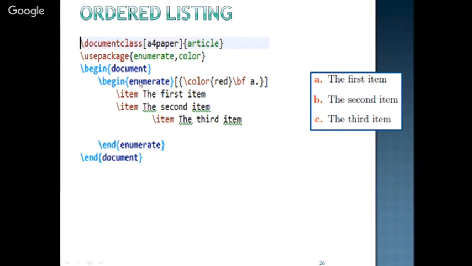Again, since we have started one environment, we have to end that, end enumerate, then end document, and LaTeX will print. So this is the output of this program. This is the complete program to just print these 3 bullets.